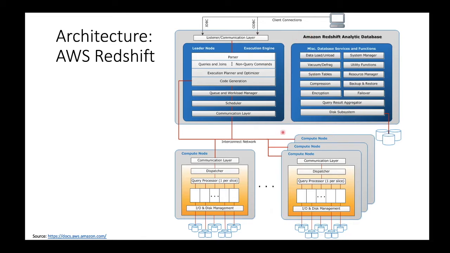There are a lot of administrative functions that it does, so I'm going to skip that in the architecture to keep things brief. But there's quite a lot more that goes on under the hood. But that's AWS Redshift architecture in a nutshell.